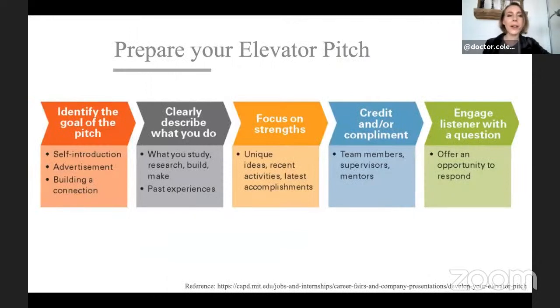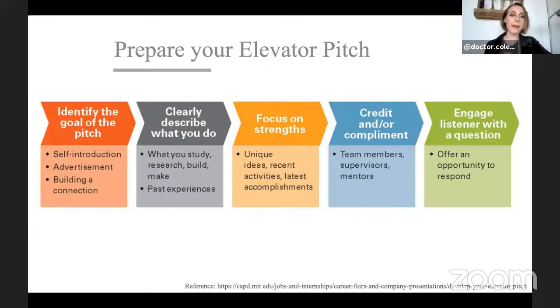All right, so now what it means to network and how to introduce yourself. You want to prepare your elevator pitch. This is like a 30-second introduction of who you are, what you do, your strengths, and what you can offer to whoever you're introducing yourself to. And it should last the length of an elevator ride. That's why it's called the elevator pitch.